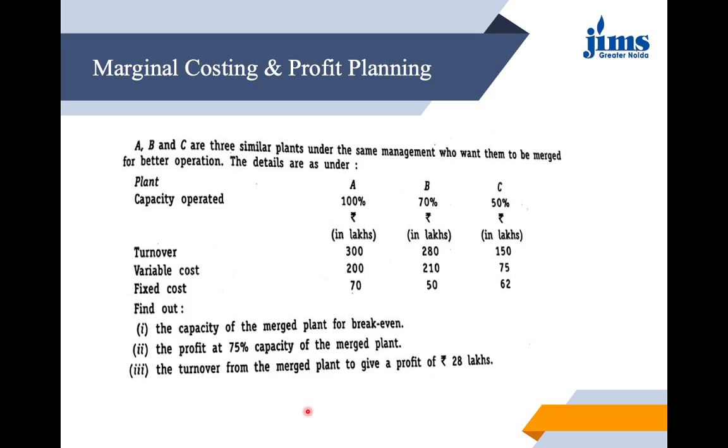Now, A, B, and C are three similar plants under the same management who want them to be merged for better operations. The details are given. Plants A, B, and C operate at capacities of 100%, 70%, and 50%. In lakhs, they have given you the turnover, variable cost, and fixed cost for all three plants. We need to find out the capacity of the merged plant for break even, then profit at 75% capacity of the merged plant, then turnover from the merged plant to give a profit of rupees 28 lakh.